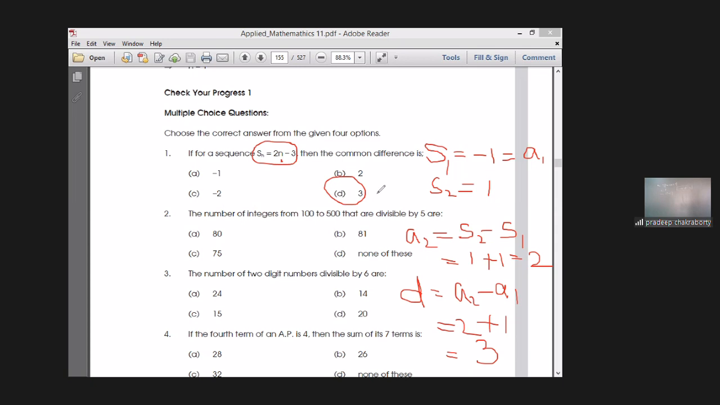See, again you remember when you find the D, first of all you find S1. N will be substituted by 1. So it is 2 ones are 2 minus 3, that is minus 1. So S1 will be minus 1. Similarly, S2 means in the place of N you put 2, 2 twos are 4 minus 3, 1. So S2 is 1. S1 is your A1, and S2 is not A2. How will you get A2? A2 you will get when you subtract S2 minus S1. S2 is 1, minus S1, which is minus 1, so you will get A2. Now D can be found by A2 minus A1. So it will be 3. So D is 3.